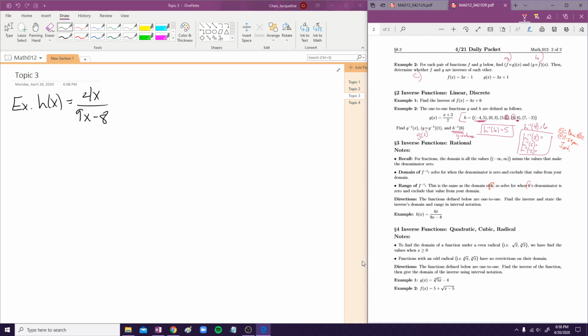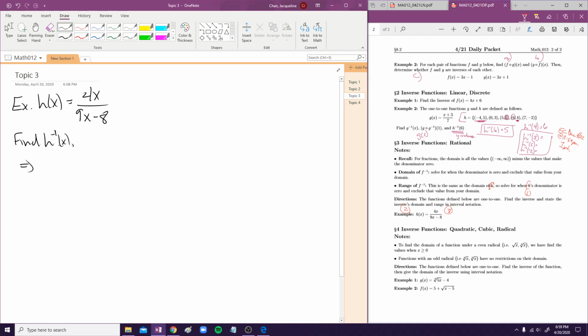So our directions say the functions defined below are 1 to 1. Find the inverse and state the inverse's domain and range in interval notation. So we have to find 3 things: the inverse, the domain, and the range. Right? So first things first, let's find h inverse. So how do we do that?